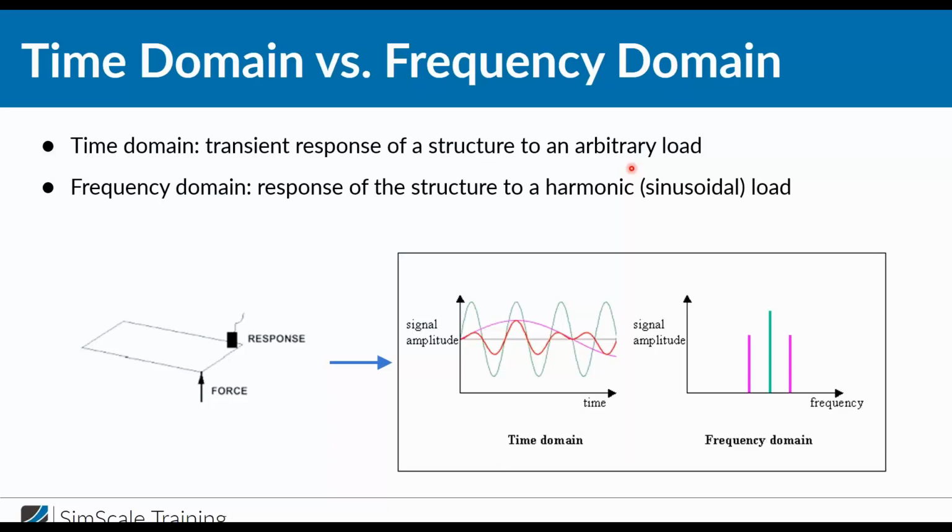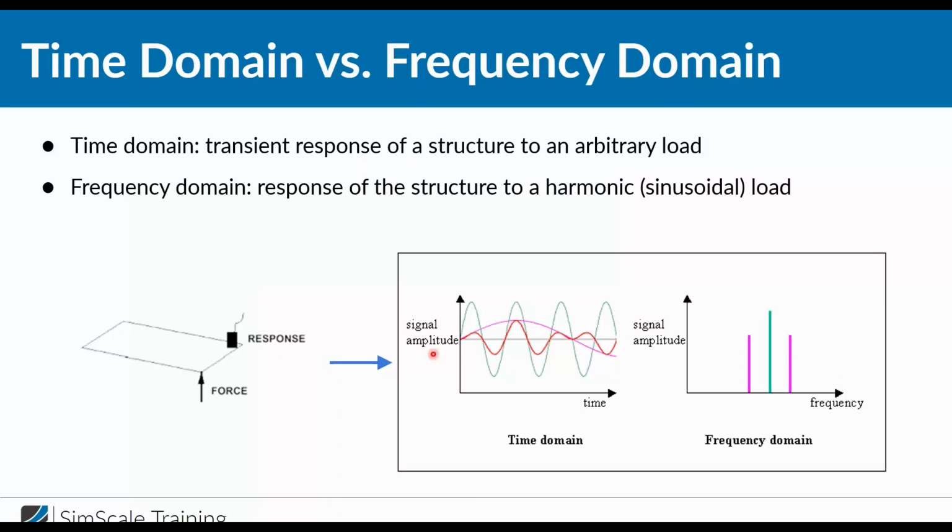Time domain basically means that we capture the transient response of a structure to an arbitrary load. It can be any kind of oscillation, like we can see here. While frequency domain means that the structure responds to a set of harmonic loads.